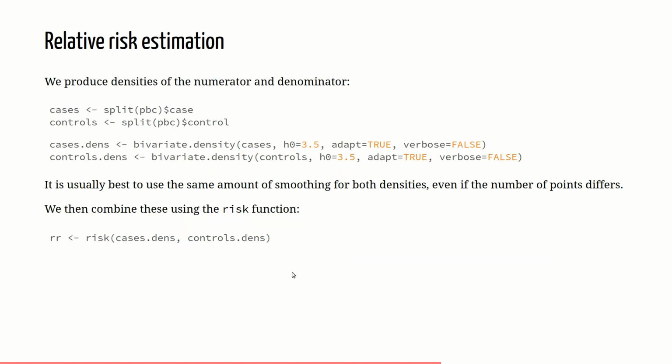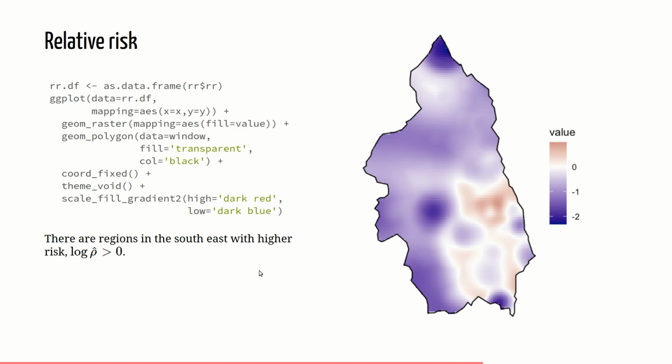We can combine these with the risk function from the SPA package. So you just throw your case and your control density in and it gives you a risk surface. And that's what this surface here is. So again, this is on a log scale. Okay, so 0 means a relative risk of 1. A negative number means you've got more controls in that location compared to the cases. And a positive number is where you've got more cases compared to controls. Right, so the red here is where we've got more disease, and the blue is where we have less.